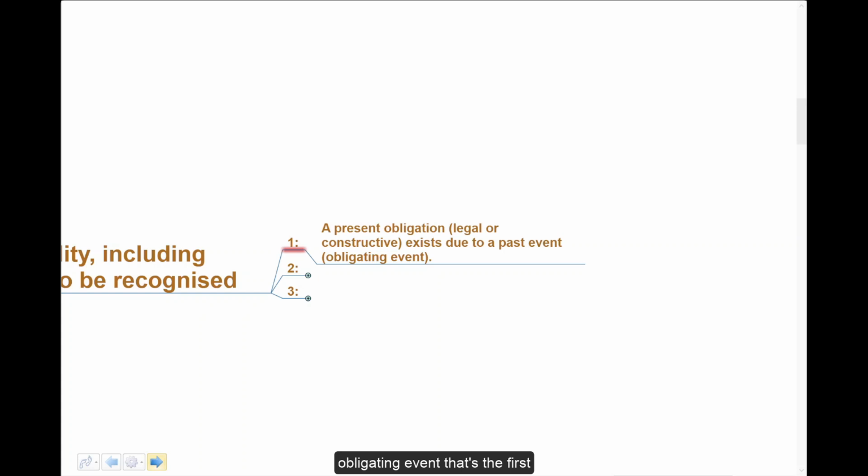That's the first condition. The second condition, or indeed criteria, if you will, an outflow of resources to settle the obligation is, note, probable. Let's stop there. What do we mean by probable? We mean a 50% chance or more, not less than 50%. It has to be probable. Outflow, we simply mean a payment. So a payment is probable.